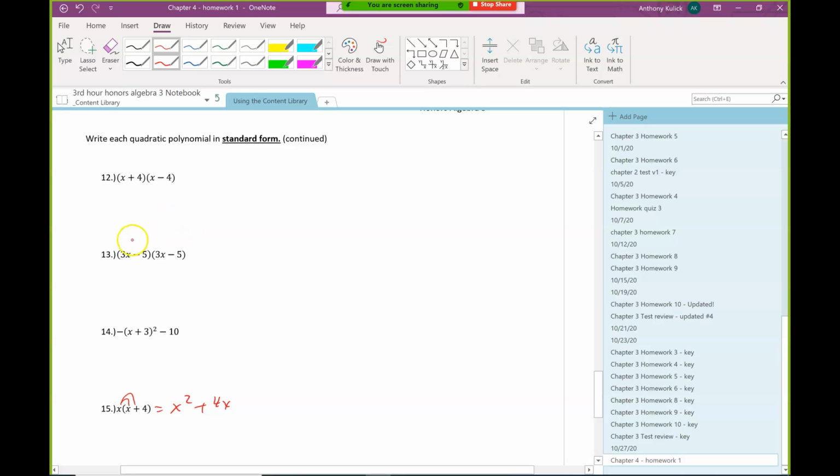Yeah, so again, we're trying to get this into standard form. So this is intercept form. To get it to standard form, we FOIL.